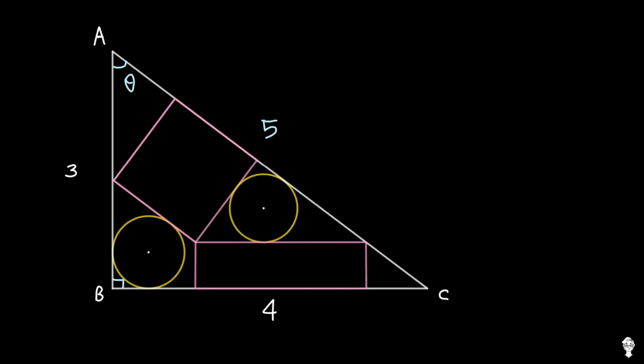Okay, now we can clearly see that the triangle ABC is a right angle triangle. One angle is 90, the other angle is theta. Therefore, by applying the angle sum property, the value of this third angle, that is the angle ACB, is going to be simply 90 minus theta.